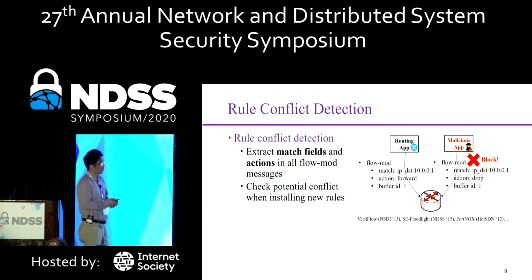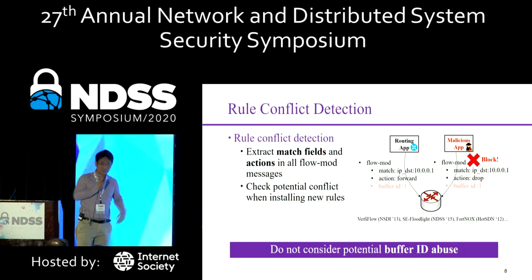A number of works have proposed solutions to detect those rule conflicts. The idea is to get the match fields and actions and detect if there's any conflict. Here we need to see all flow mod messages, and then we detect if there are any conflicts. However, for the second part, remember we have this buffer ID. How do we check this one? There's no existing work that can protect this buffer ID from being misused.